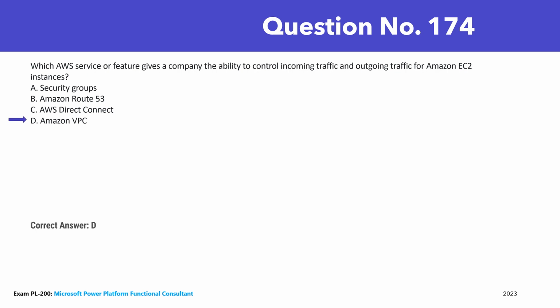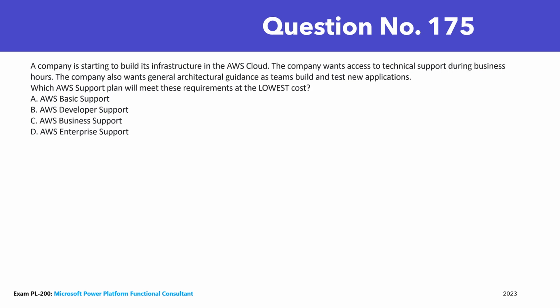A company is starting to build its infrastructure in the AWS Cloud. The company wants access to technical support during business hours. The company also wants general architectural guidance as teams build and test new applications. Which AWS support plan will meet these requirements at the lowest cost? A. AWS Basic Support. B. AWS Developer Support. C. AWS Business Support. D. AWS Enterprise Support. Correct answer, B.